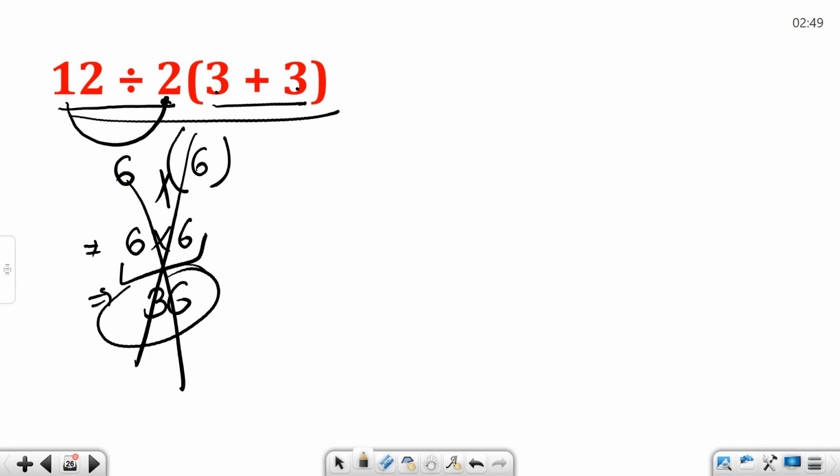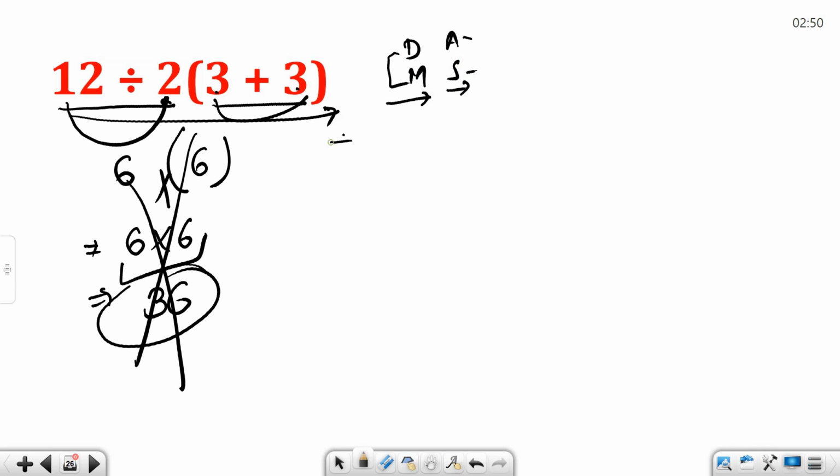For questions like this, we follow the BODMAS rule. So first, according to the BODMAS rule, we'll solve the bracket. After that, division and multiplication, and addition and subtraction are prioritized, with division and multiplication coming first. So we'll check from left to right for addition and subtraction.